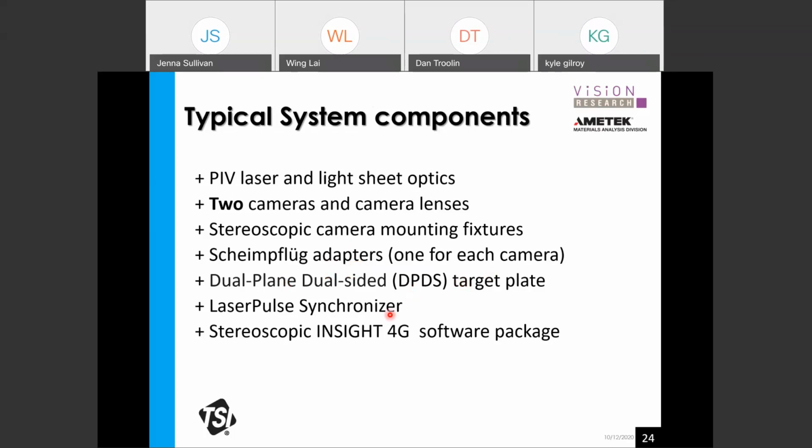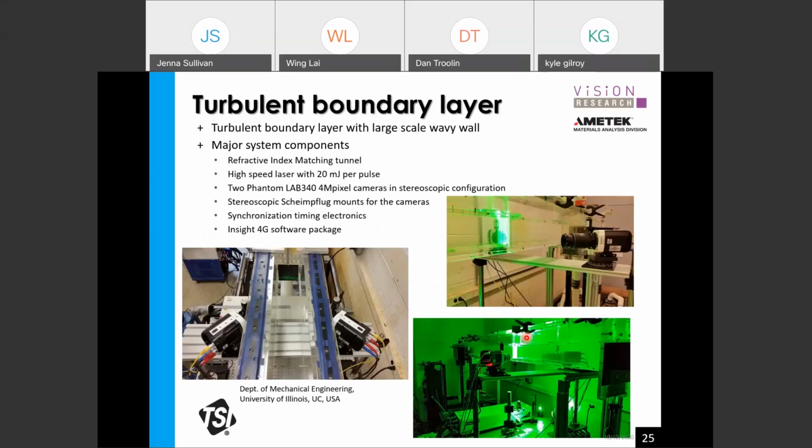So the synchronization unit is the one that we also use for 2C, 2D systems, and then the software to take the images and also to analyze the images to give the third component of the velocity in a particular plane. So with this information, let's take a look at one application of turbulent boundary layer flows.